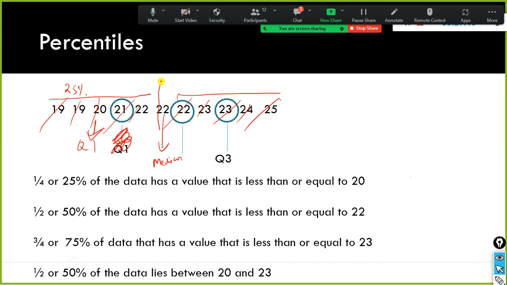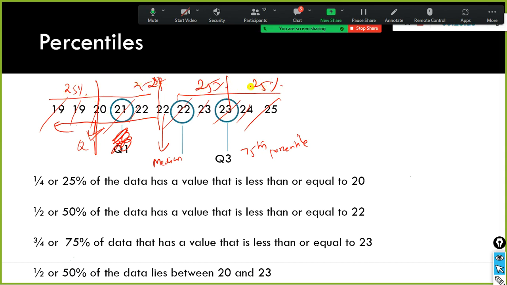Next one is my 50th percentile. 50% of the data has a value that is less than or equal to 22. And then if you see here, what is the middle value of these 5? 23. This is your Q3, which is nothing but your 75th percentile. Which means 75% of the data. So up to this you have 25%, up to this 25%, and above this you have 25%.